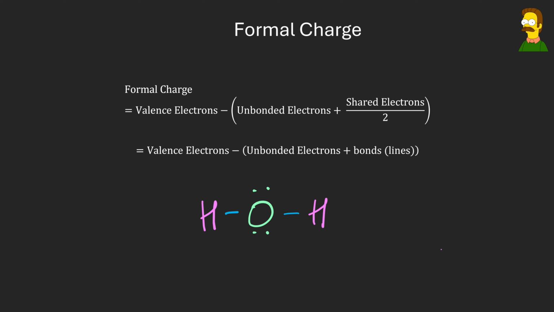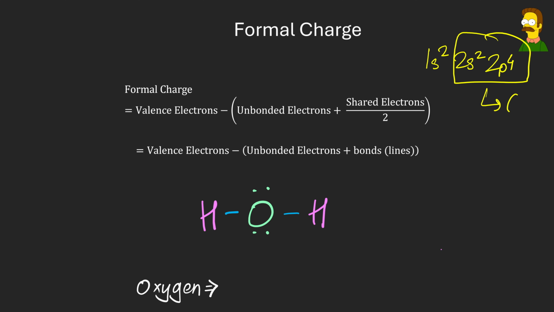So oxygen has 6 valence electrons, right? Periodic table, atomic number and all of that. It's 8, so I'll do this for the first time. 1s2, 2s2, 2p4. These are valence electrons. This is 6. Okay, cool. That's out of the way.